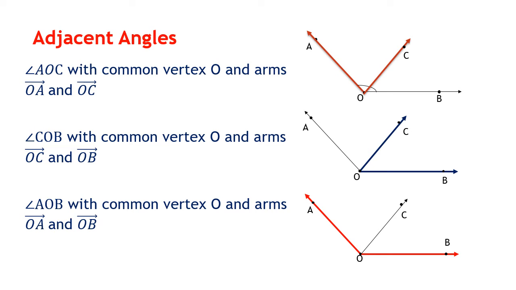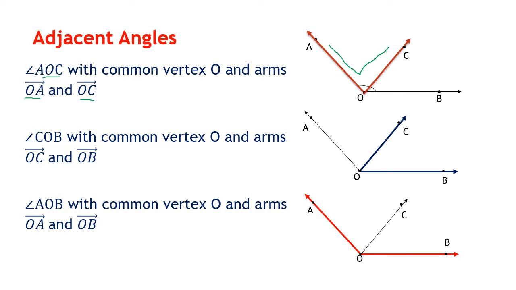The next topic is adjacent angles. In the diagram I have taken three separate figures, but remember these are not separate figures, these are the same angles. In this figure there are three rays, OA, OC and OB, and three rays are forming three angles. I have named all the angles. In the first diagram we have angle AOC. Angle AOC has two arms. Which are the two arms of angle AOC? OA and OC.